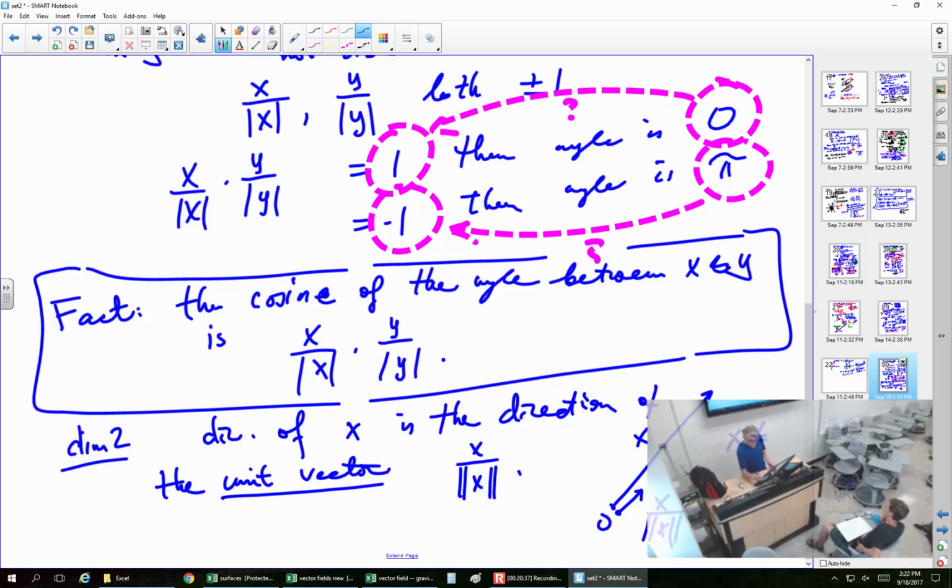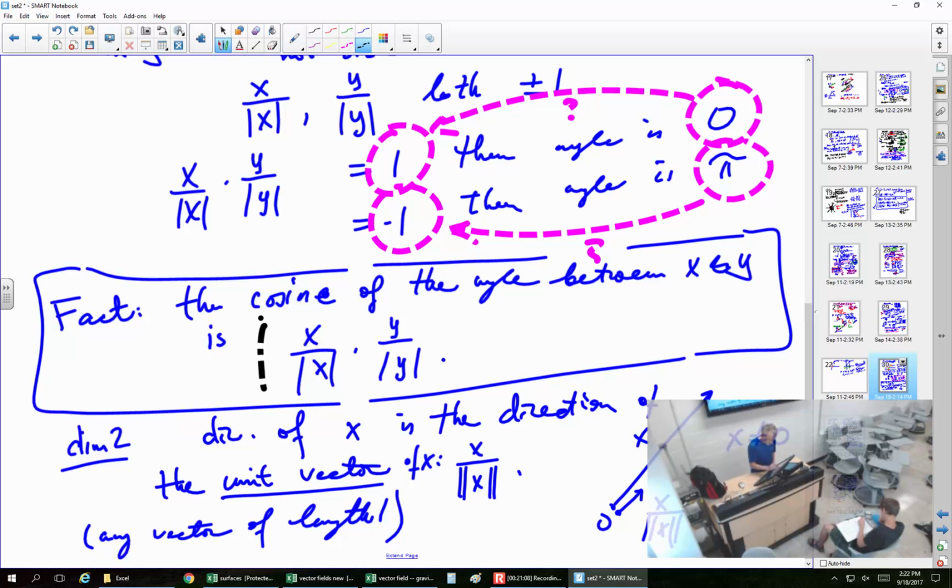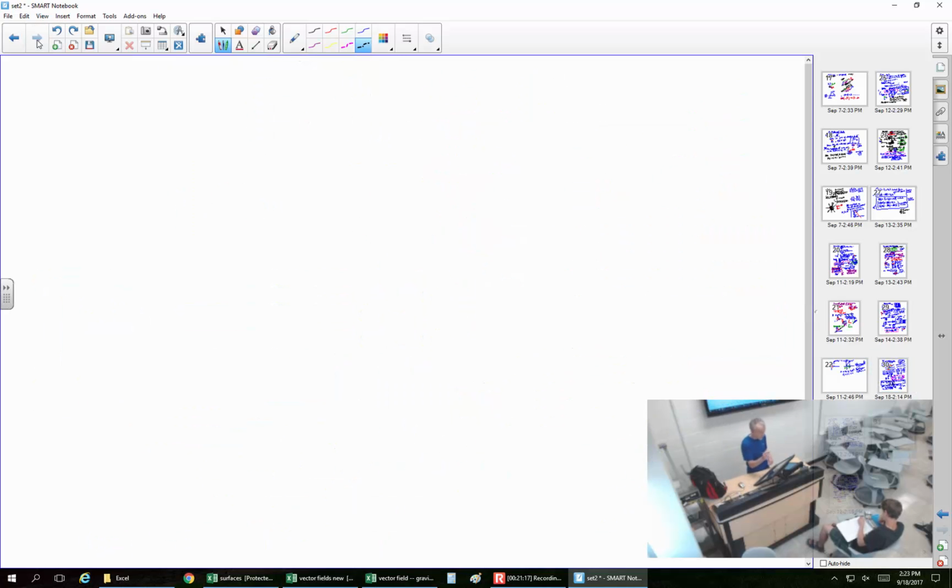Any vector of length 1 is called a unit vector. The unit vector in the direction of x is x over the magnitude of x. So these are the terms we're going to consider, except the problem is we have two coordinates. So it turns out that the formulas will be slightly different from this. We will be multiplying component-wise. It's called the dot product.